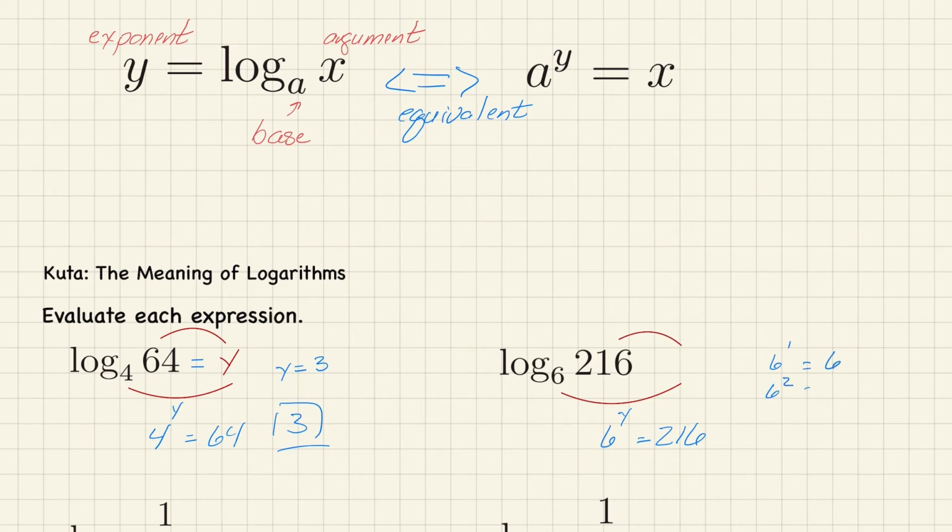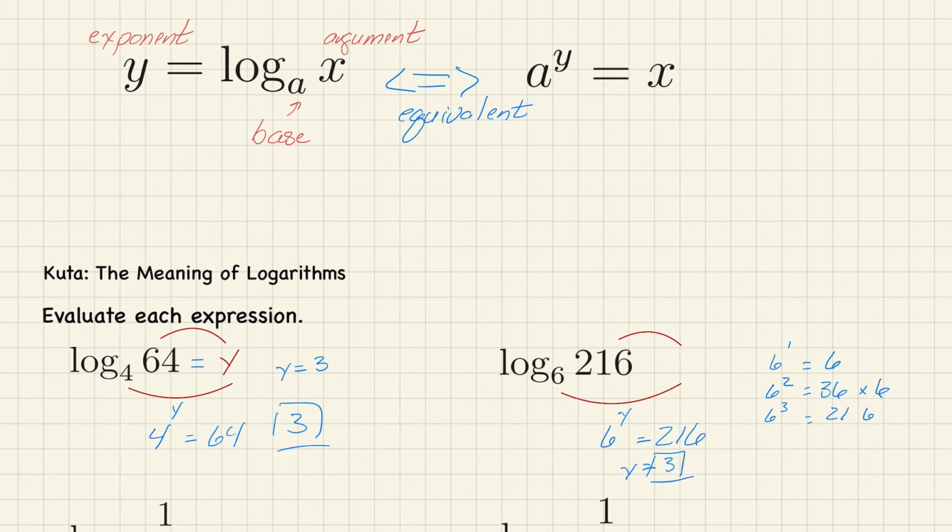6 squared equals 36. 6 cubed gives us, so it'd be 6 times 6 is 36, times 6, right? Well, 6 times 6 is 36, and then we have a 3, so we have 6 times 3 is 18, plus 3 is 216. So y in this case is going to be 3, so 3 is our answer here.